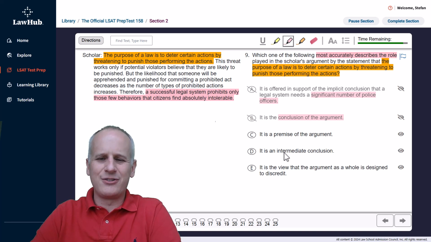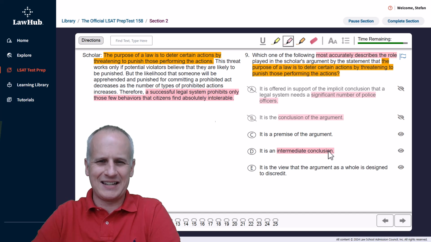Then choice D, it is an intermediate conclusion. Well, an intermediate conclusion would require some support for it, but there's no support for that opening statement. It's just presented as a fact that then other facts build upon. So we can eliminate choice D because the orange highlight is only a premise that is taken to be assumed as true. And then choice E, it is the view that the argument as a whole is designed to discredit. Well, no, it's not discrediting it. It's just saying that there are some other conditions that must be in order for a successful legal system to prohibit only those few behaviors that citizens find absolutely intolerable. So we can eliminate choice E.